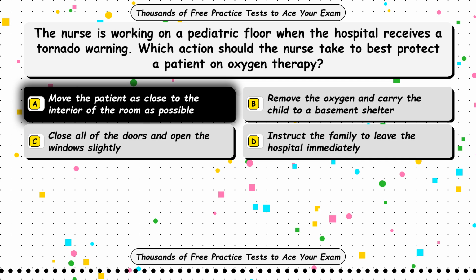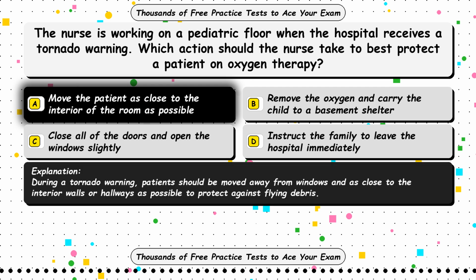The correct answer is option A, move the patient as close to the interior of the room as possible. During a tornado warning, patients should be moved away from windows and as close to the interior walls or hallways as possible to protect against flying debris.